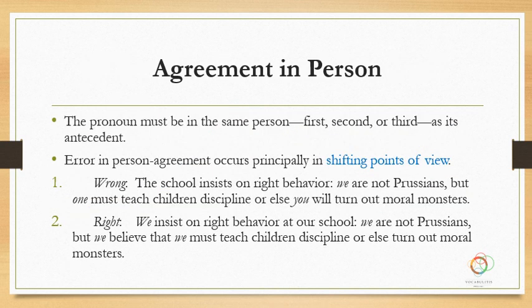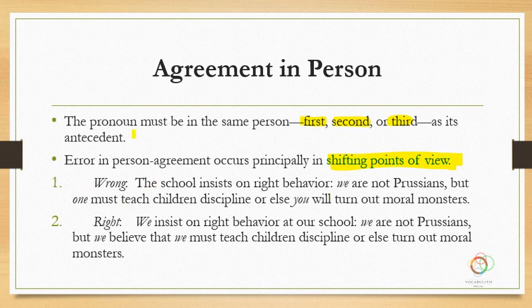Let's move on to a different agreement. Agreement in person is that the pronoun has to match in person, as in the first person, second person, or third person. So this is pretty easy. The error happens in shifting points of view. So this is a special topic. What do they call it? Pronoun shift is what they call it. Alright, so whenever I mention a pronoun shift, it means you had pronouns that changed in person.